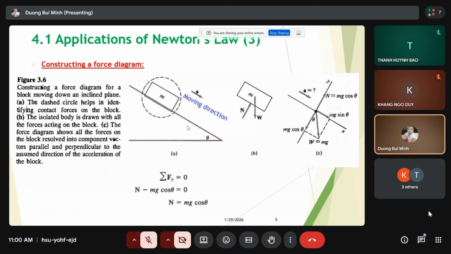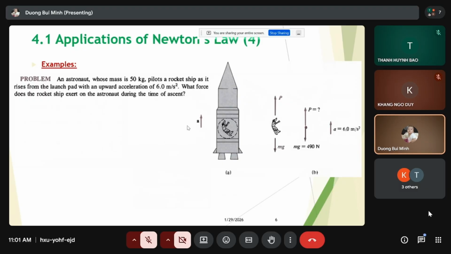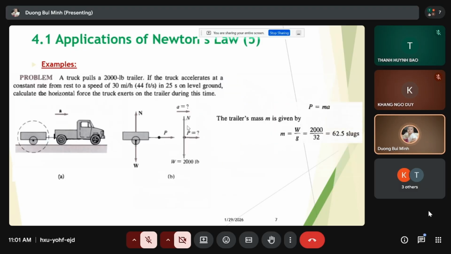This is how to construct a force diagram. Again, here is the moving direction, so the acceleration vector is equal to the moving direction. Here are the reference coordinates x and y. This one is the gravitational force, and this angle is theta. You get mg sin theta here. Then you apply the second law. Easy. This example is easy, so we skip it.